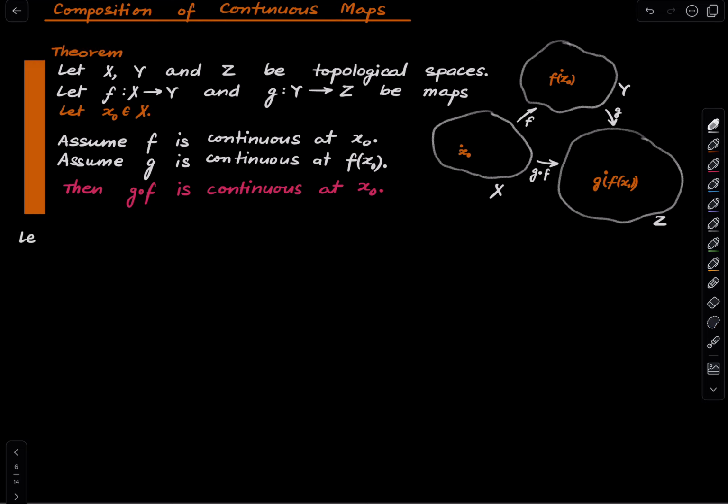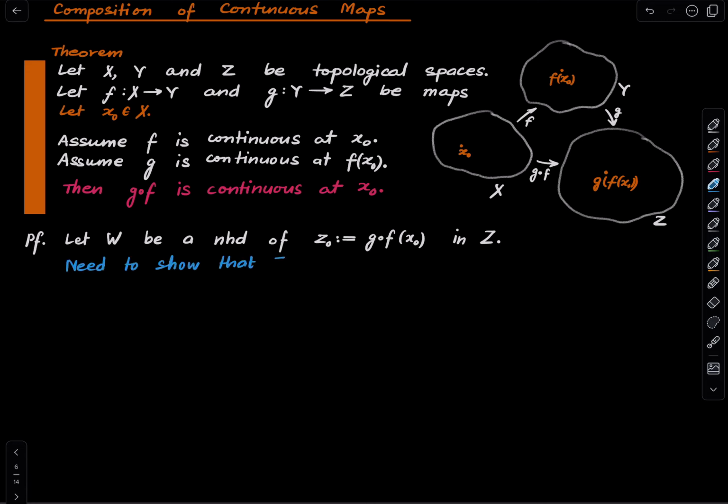So, here's the proof. Let W be a neighborhood of, let me use this symbol, choose some arbitrary neighborhood of this point. We want to show, or need to show, that there exists a neighborhood U of x0 in X such that this containment holds. Okay.